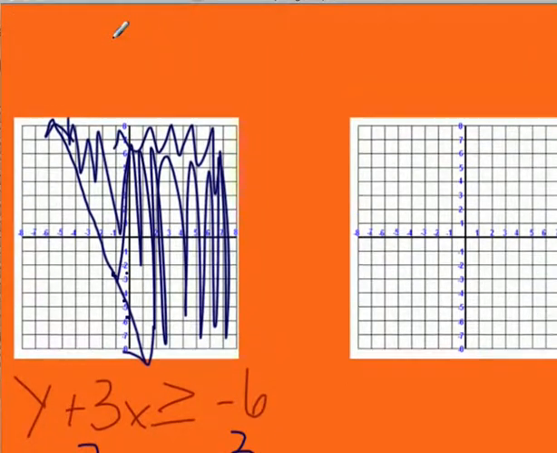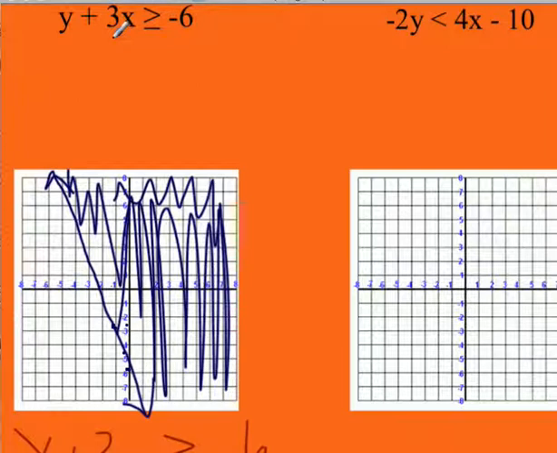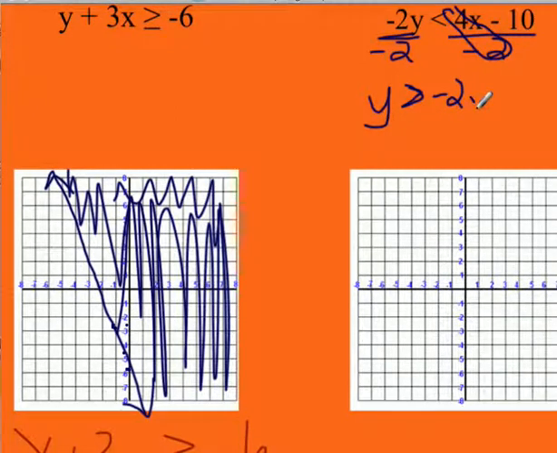Okay, so let's take a look at this one. I'm going to solve it out for you guys, and then I want you to graph it. So to solve for y, we're going to have to divide by a negative 2. So I'm dividing by a negative, so that means I'm going to have to flip my sign. 4 divided by negative 2 is negative 2x. Negative 10 divided by negative 2 is positive 5. So we have negative 2x plus 5.